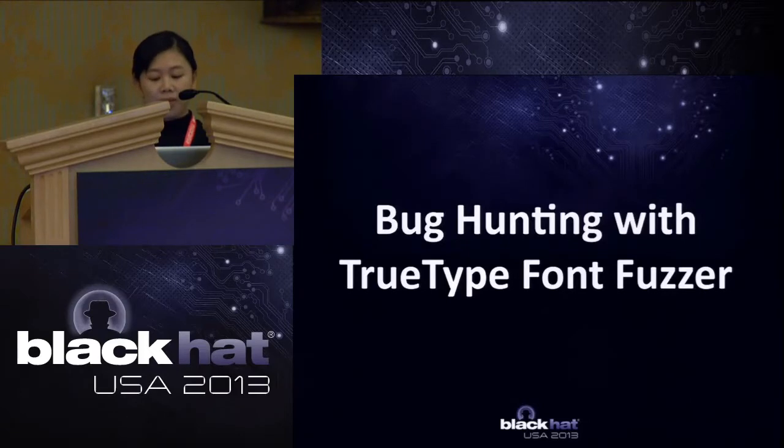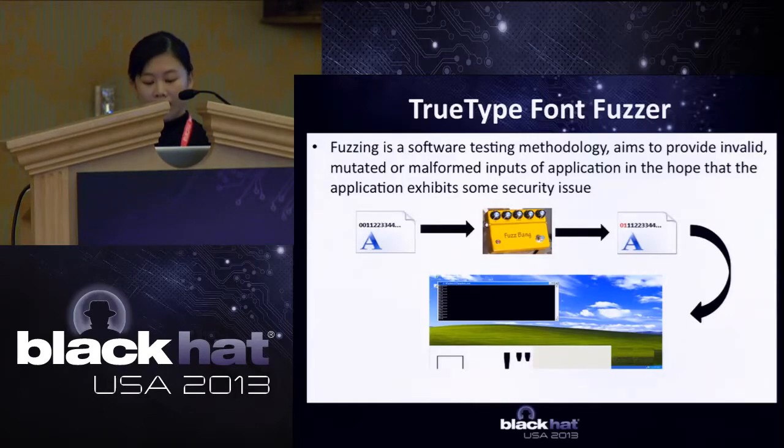And in this section, we will discuss the bug hunting with our TrueType font fuzzer. In our TrueType font fuzzer, we will feed the Windows operating system with crafted fonts generated by our fuzzer. There are two actions included in our fuzzer for every test case. Firstly, open the font file using fontview.exe, and secondly, display the default character map contents in the font file.